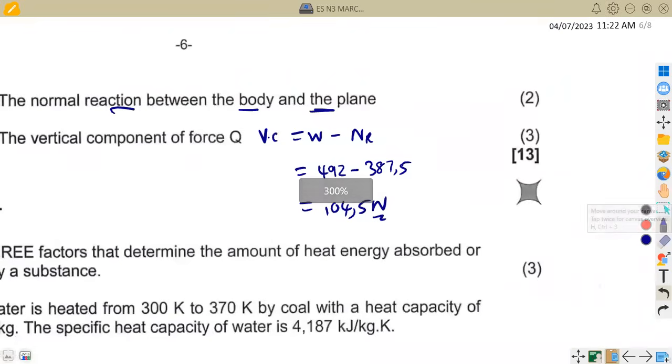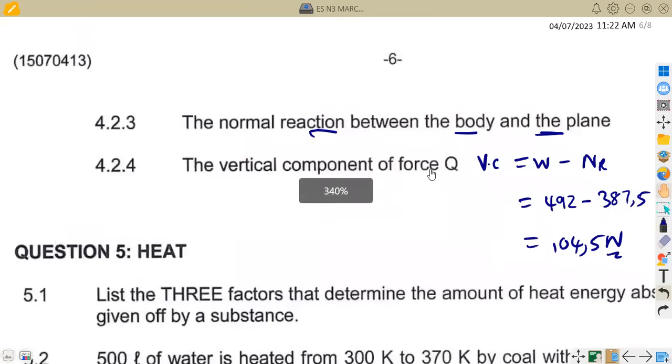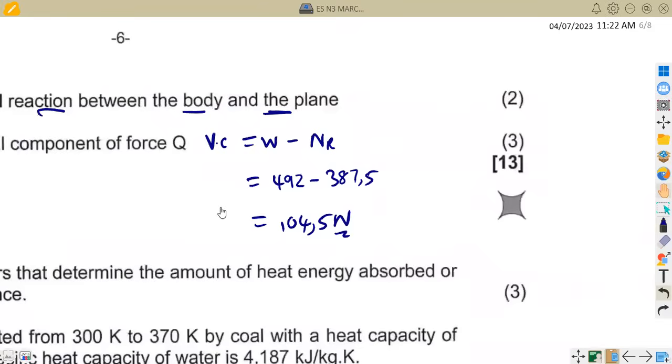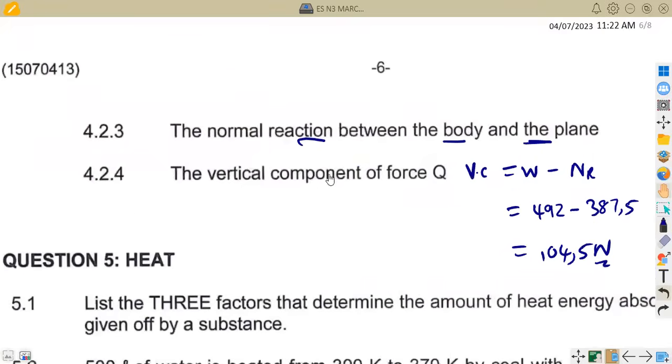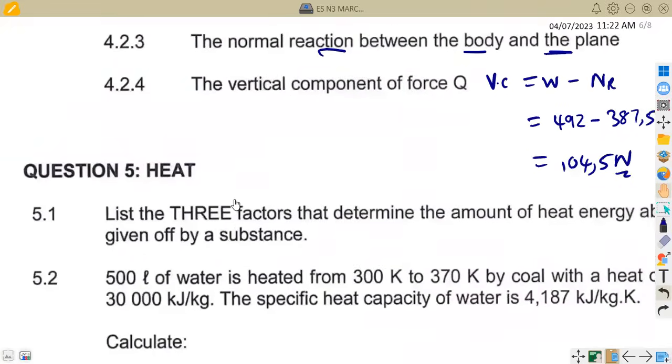So the question can even go further on to ask you to calculate the value of Q. If you were asked to calculate the value of Q, you find the resultant. Q is going to be the resultant of the horizontal component squared plus the vertical component squared. So that is how you can calculate Q. But we are not asked to calculate Q. The question is for you to calculate the vertical component of Q. All right. So that was our question 4.